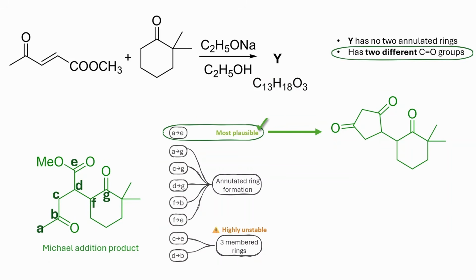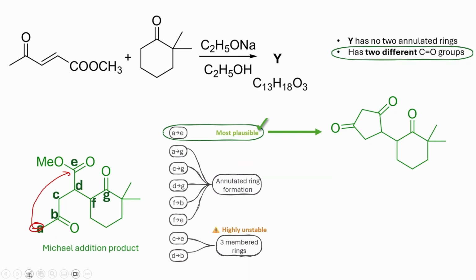But the problem is it says two different CO groups, but we have three CO groups, right? So the question here becomes, how can we keep the same molecular formula as here, which means we have to write some kind of isomer for this, and mostly the backbone will be the same, but we need to induce a simple change here that can satisfy this requirement of having two different CO groups instead of three.